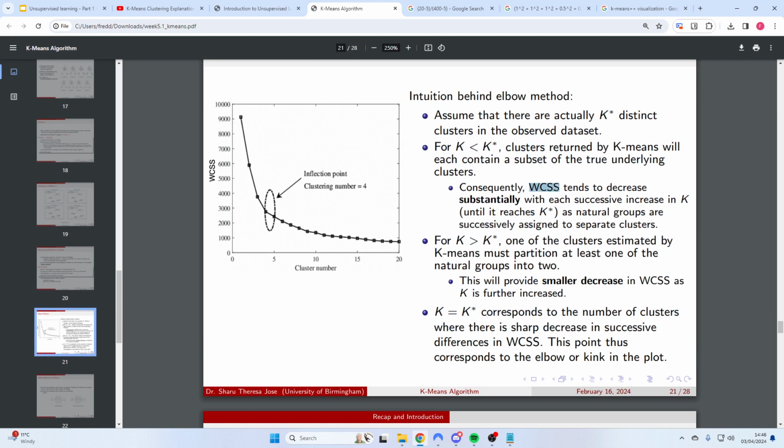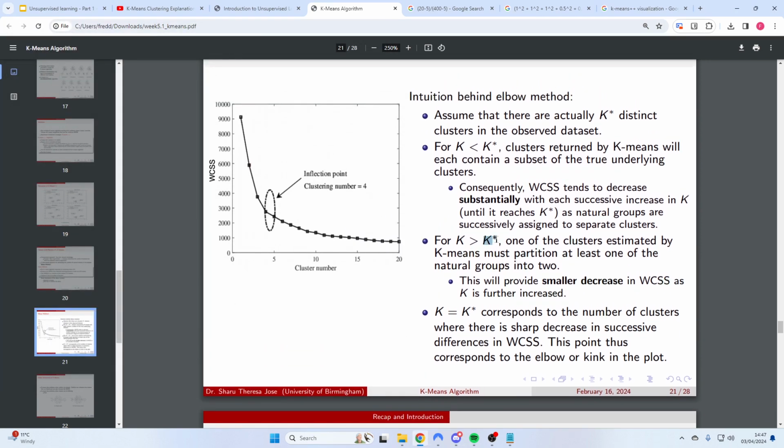Consequently, the WCSS tends to decrease substantially with each successive increase in k until it reaches k star. So when we compare k equals 1 or k equals 2 to k equals 4, the decrease is large, because natural groups are successfully assigned to separate clusters.